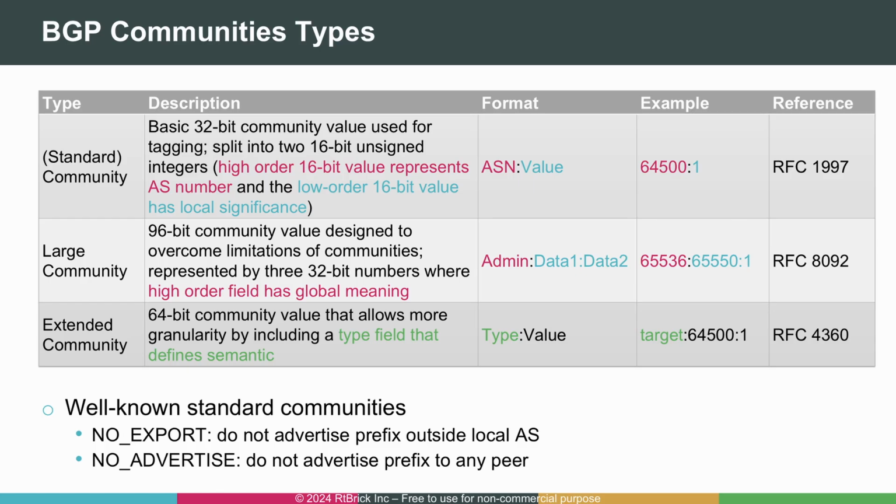Additionally, RFC 4360 defines extended BGP communities, which are 64-bit values. These include a type field that determines the community's meaning. A common example is the route target extended community, used to define VPN topologies in BGP MPLS VPNs. Now, let's talk about some predefined communities with special meanings. The no-export community tells routers not to advertise the route outside the local AS, while the no-advertise community takes it further, advising not to advertise the route at all.